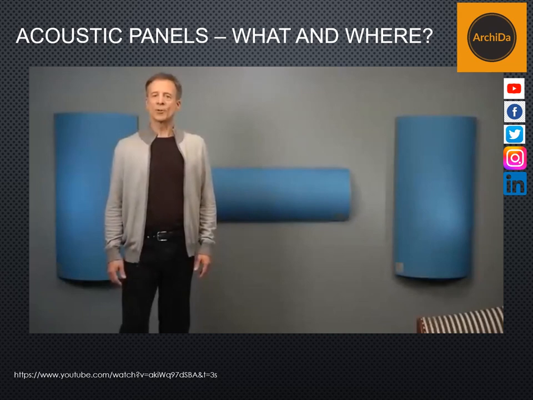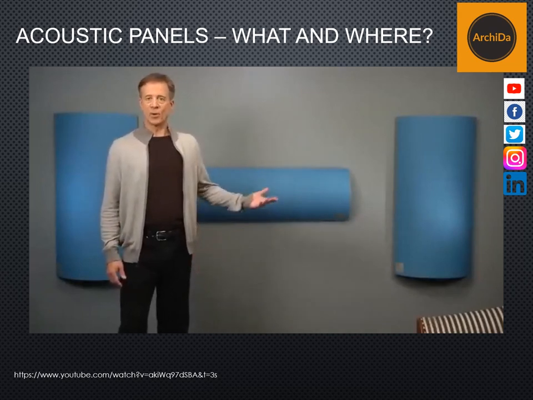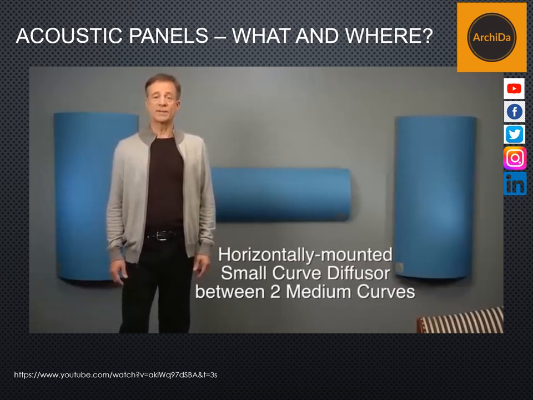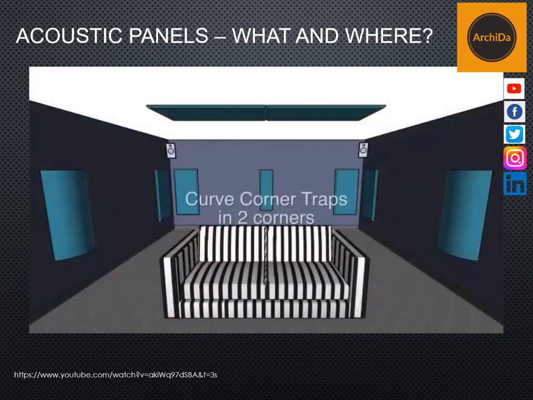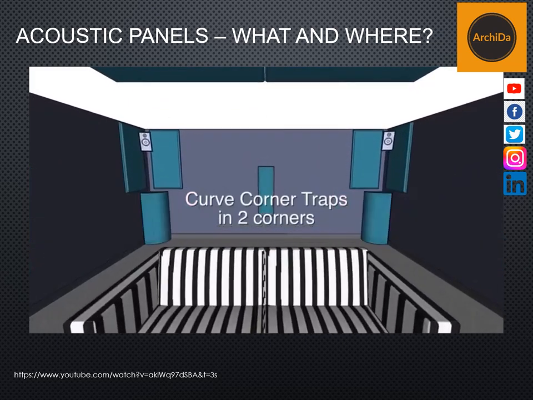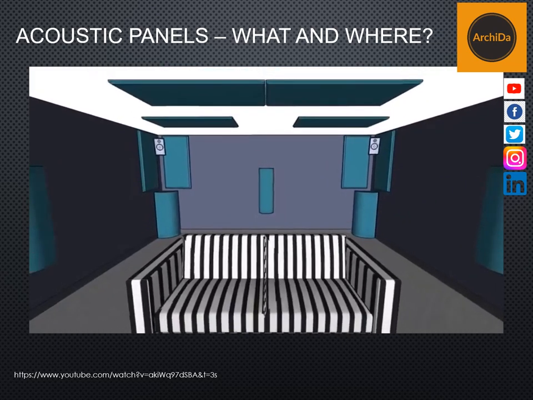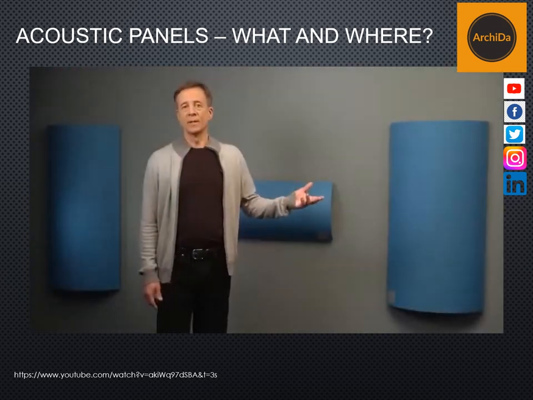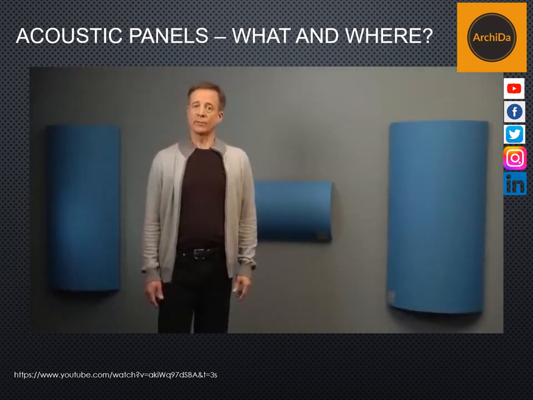There's one more group of improvements if needed. Place a horizontally mounted small curved diffuser between each of the two sets of sidewall medium curves. And place our curve corner traps in any two of your corners. You can also add 2 to 4 more clouds. As you can see, you don't need to treat every square foot to have great acoustics.